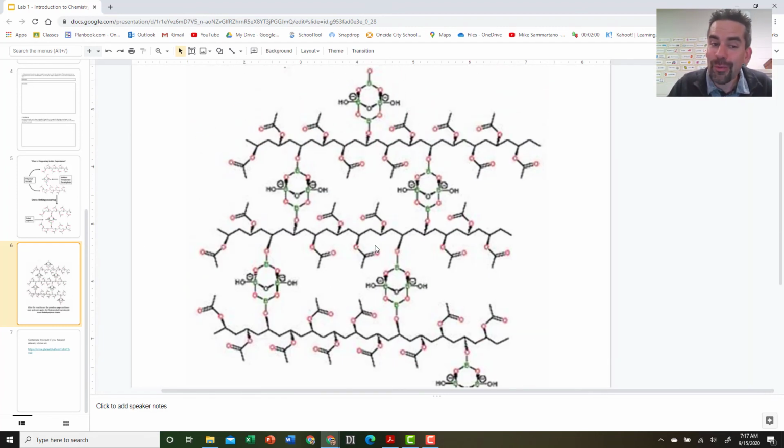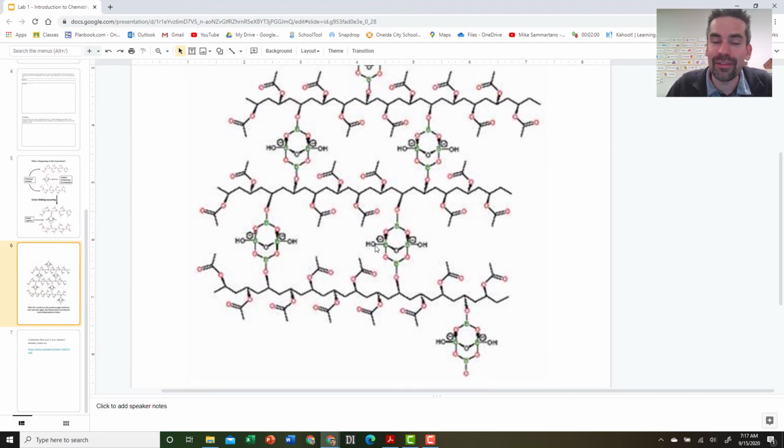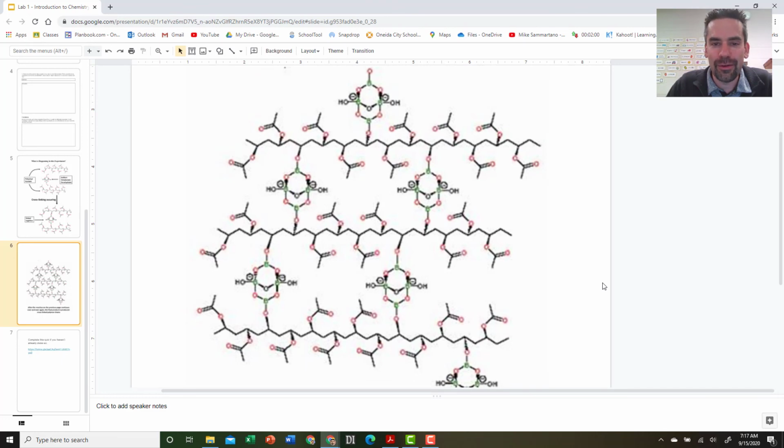And I actually don't know what this cross-chain polymer substance is. There must be a name for it. You could Google that or try to figure that out on your own. But because the bonds have been formed, we now have a new substance, and that is a chemical change.